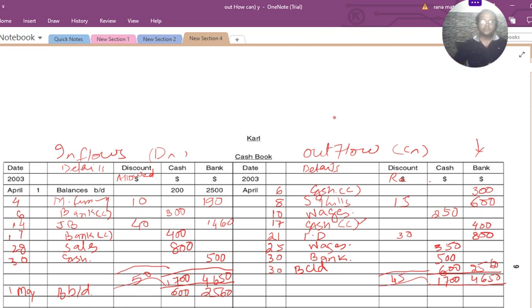And here we complete the concept of the cash book by doing the question. I hope you understand it very well, and if you have any query, please text me.